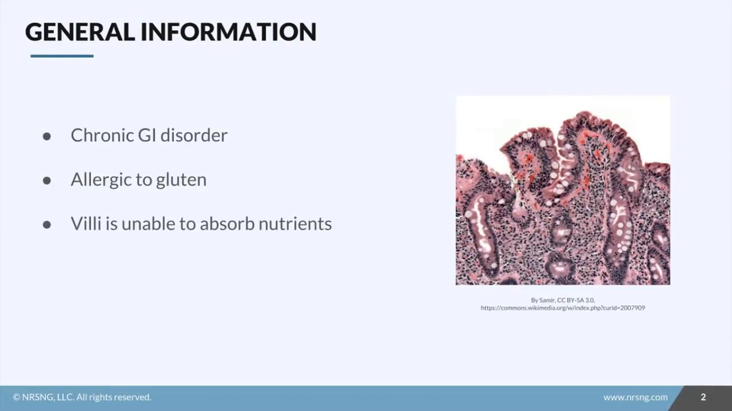Everyone, in this lesson we are going to be talking about celiac disease. Celiac disease is a chronic GI disorder that's usually diagnosed between 1 and 5 years of age, which is often when solid foods containing gluten are being primarily introduced into the diet. Gluten is a protein found in carbohydrates like wheat, and patients who have celiac disease are not able to digest and process it.